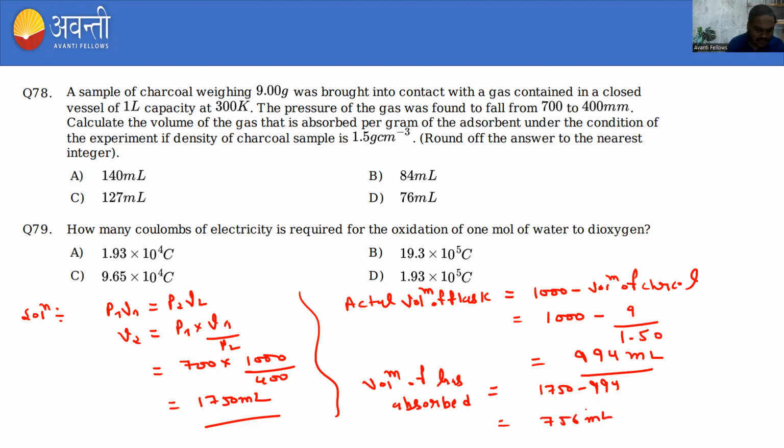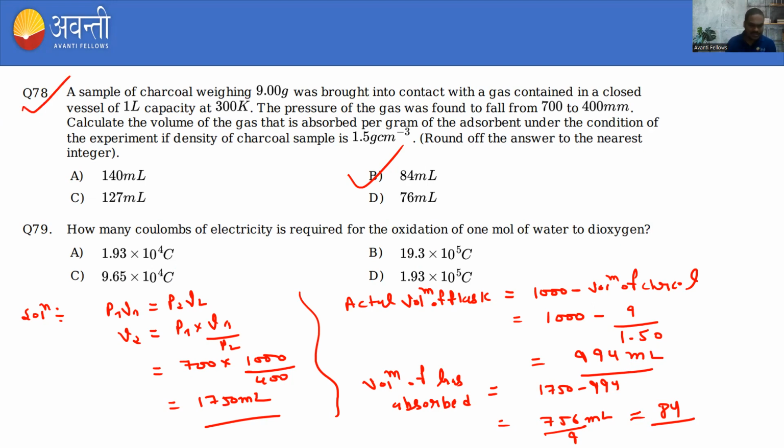Now, volume of the gas absorbed per gram of the charcoal, they're asking per gram. So for converting to per gram, just divide with the mass, that is 9. So it comes out to be 84 milliliter. That is this one. So 84 milliliter is the correct one, right? Because they're asking per gram. So this is the correct one. ठीक है? तो इस तरीके से हम लोग कर सकते हैं क्वेश्चन नंबर 17.